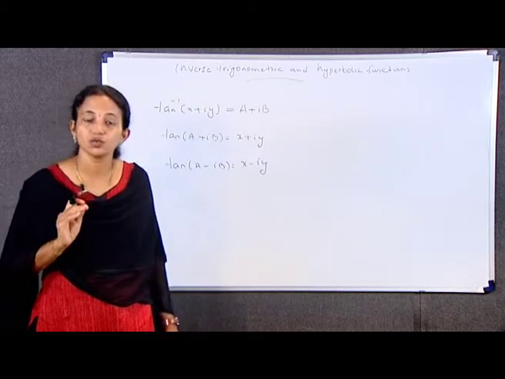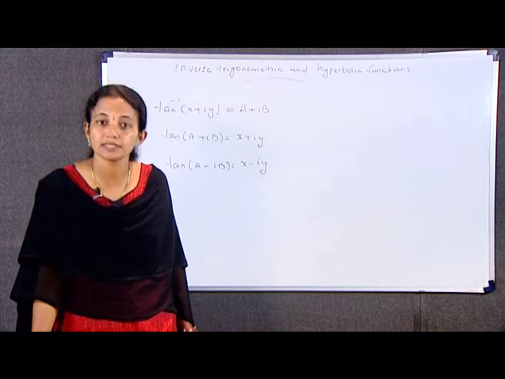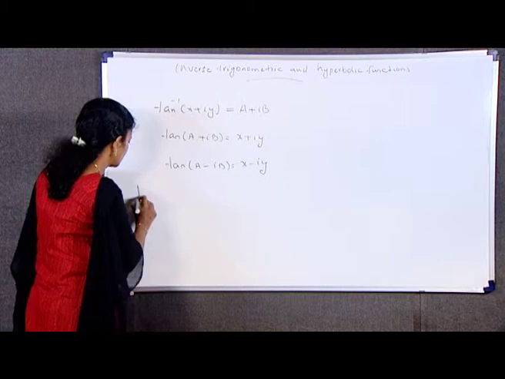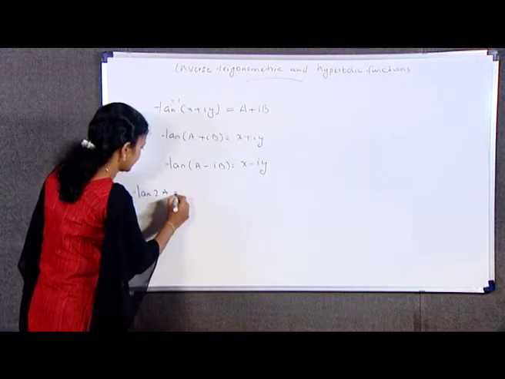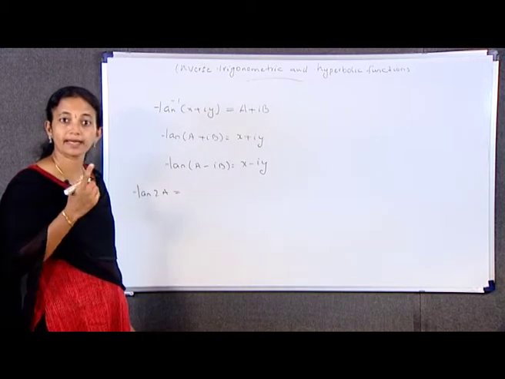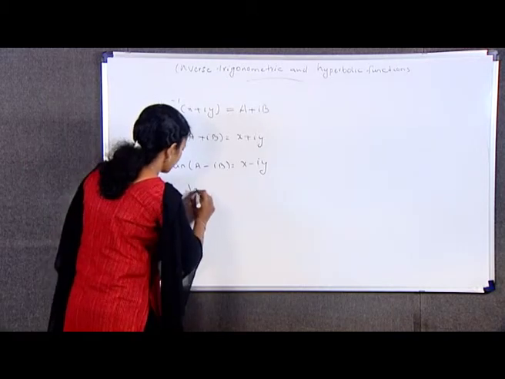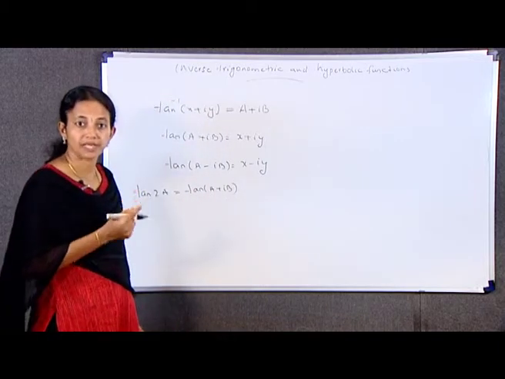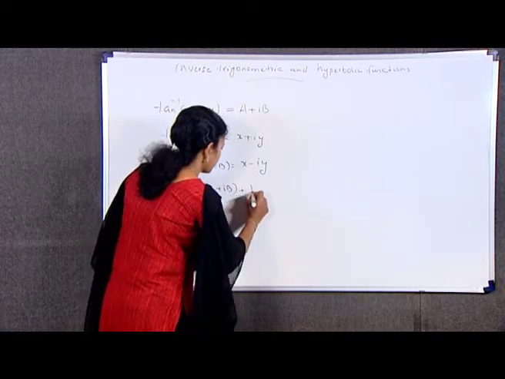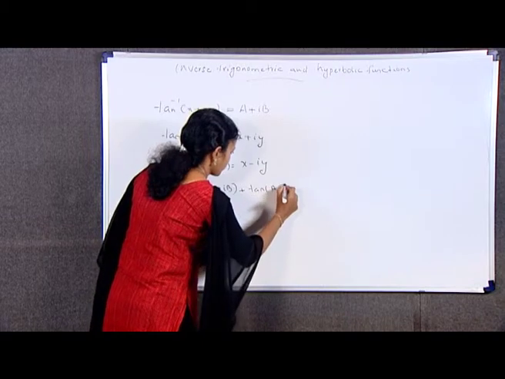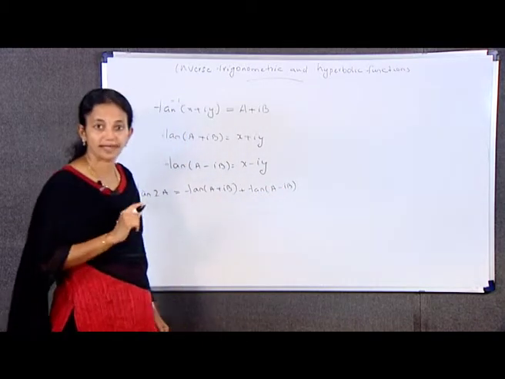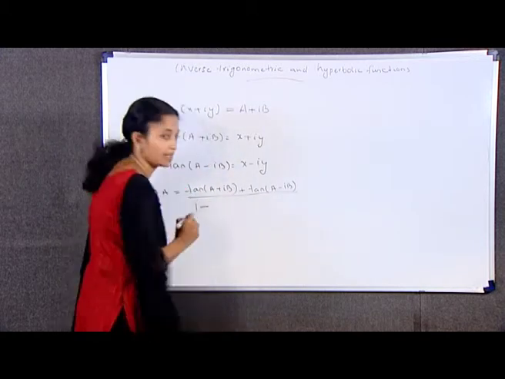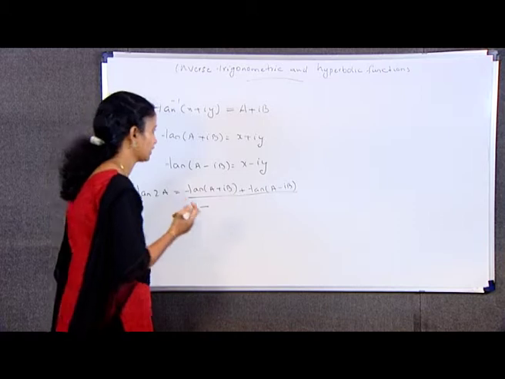Hence, tan 2a is equal to tan of a plus ib plus a minus ib. I can write tan 2a, by using the identity, is equal to tan of a plus ib plus tan of a minus ib divided by 1 minus, using our formula, tan of a plus ib into tan of a minus ib.